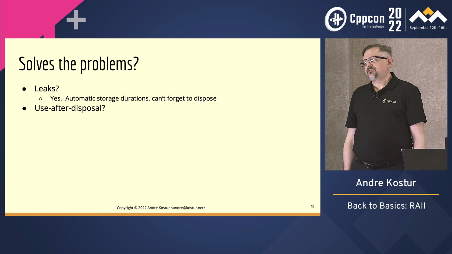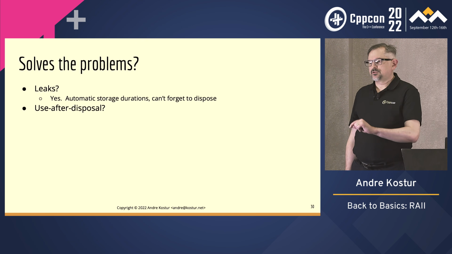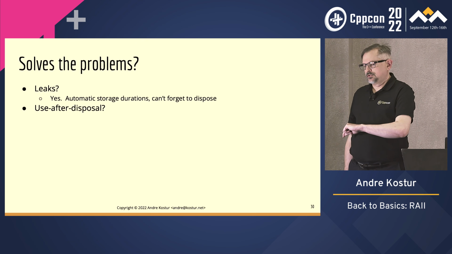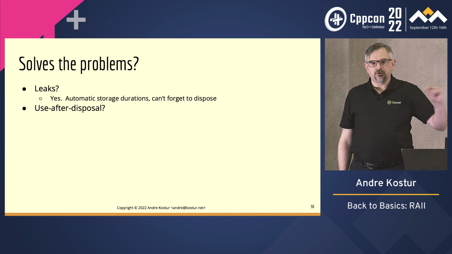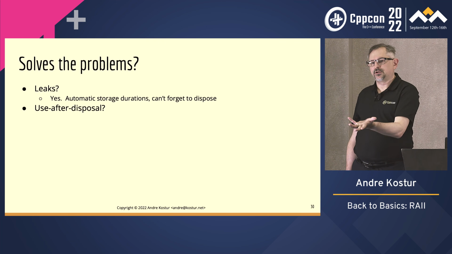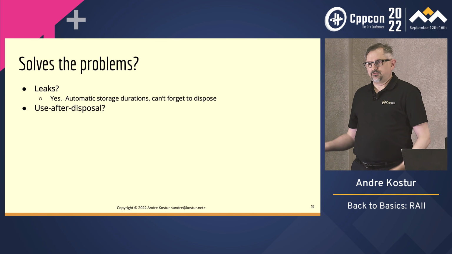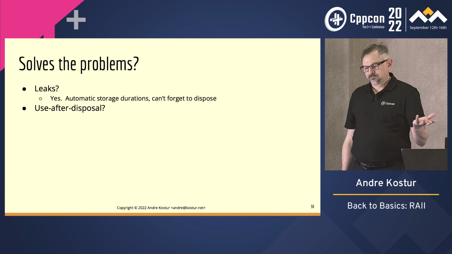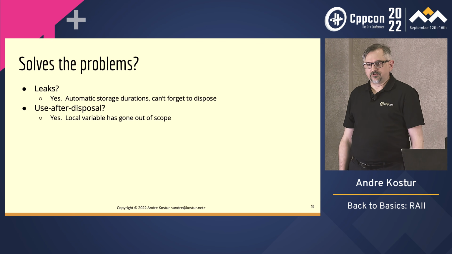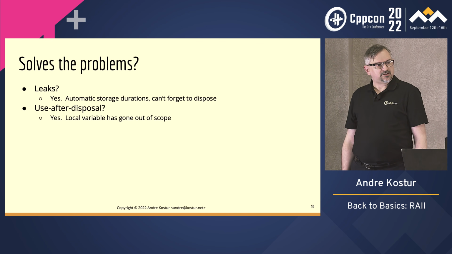Does it solve use after disposal? If your resource is now literally held by this RAII class, and the RAII class is out of scope, then you have no way of talking about it. It's hard to use it if you can't talk about it. So I'd argue, yes, if the variable's out of scope, at the end of its life, you can't use it anymore.